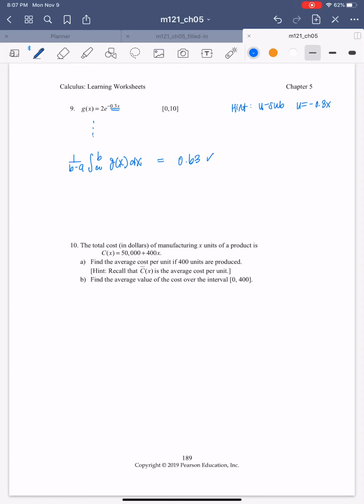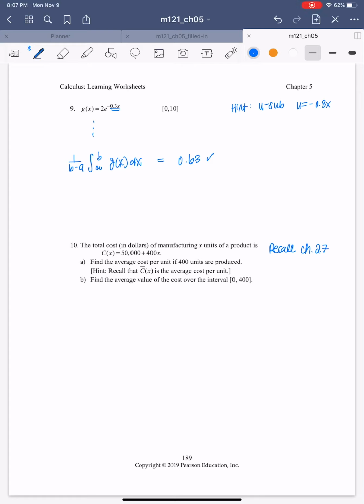The total cost in dollars of manufacturing x units of a product. So we are making something, and the total cost will be 50,000 plus 400x. Find the average cost per unit if 400 units are produced. Hint, recall that C bar is the average notation. So that's what we are finding, C bar. You can recall, these are all coming from chapter 2.7. A little bit earlier in the semester, we learned how to find average cost, marginal cost, and so on.